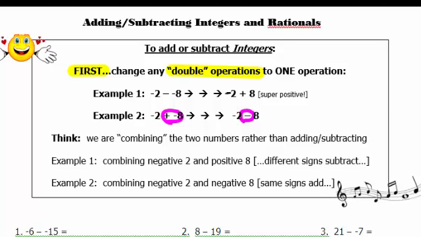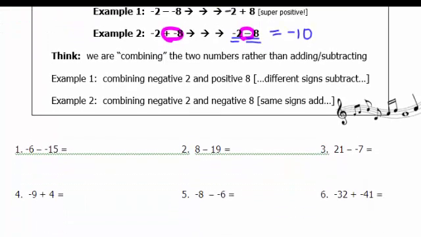Example 2, I'm combining negative 2 with negative 8. Same signs, add and keep, so that's going to give me negative 10. Let's try a few examples together and then I'll let you work on your own.